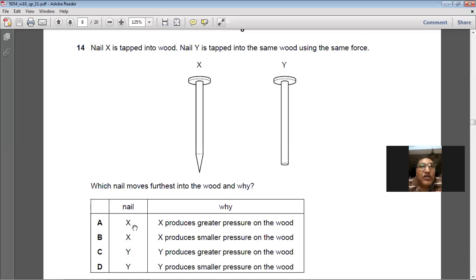X will go farthest because X produces greater pressure on the wood, and the reason is its shape. You see, it's tapered, and the contact area with the wood will be very small. Here, the contact area will be larger as compared to X. So here the pressure is greater, and it will go the farthest. So A looks the right choice, sir. Question number 14, A is the right choice.